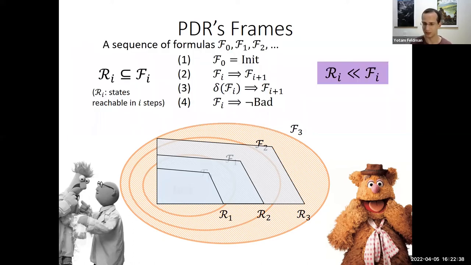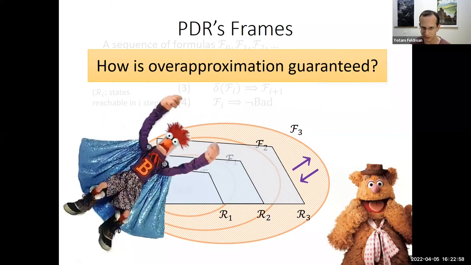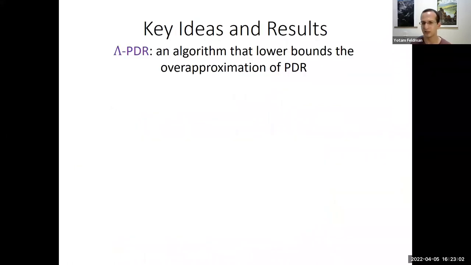So in order to converge quickly, PDR needs to over-approximate, and in each frame include many states beyond those that are exactly reachable. So this is the question of over-approximation. And how this over-approximation is performed, and what can be guaranteed about it in IC3/PDR, we want to understand theoretically. To do so, we introduce Lambda PDR, a theoretical algorithm that's a simplification of standard PDR, and we study over-approximation in Lambda PDR.